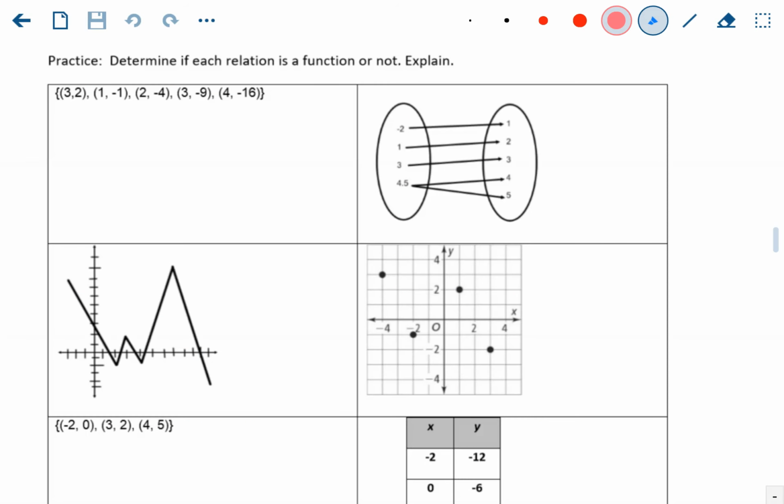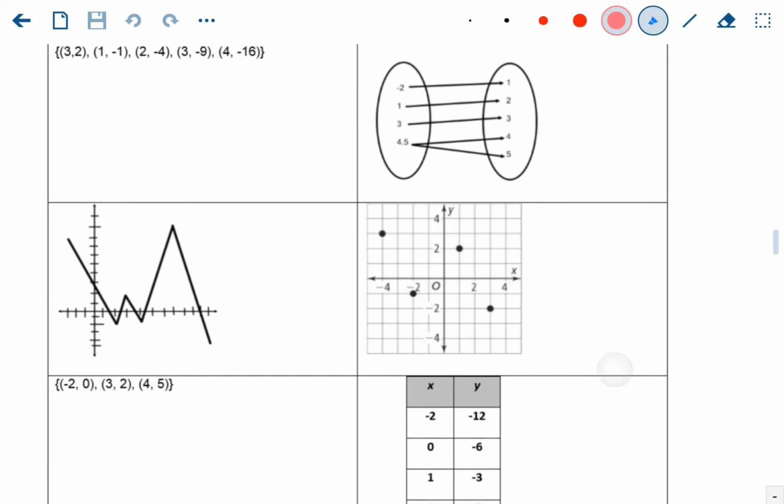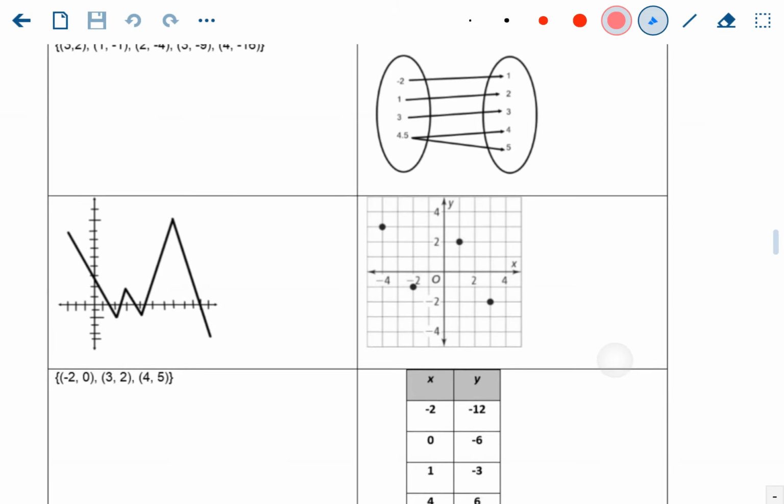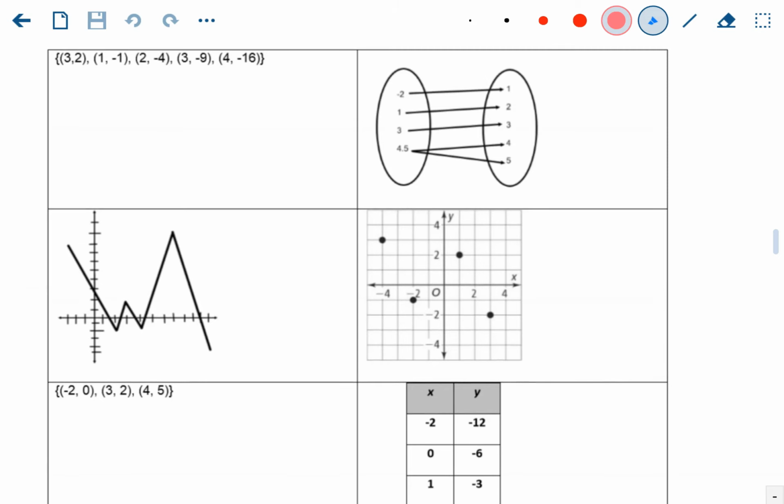Okay, so these are just 6 more examples. If you want to pause the video and try to determine which of these 6 are functions and which ones are not functions. Okay, so let's run through these real quick. Hopefully you paused it and just said if function or not a function.